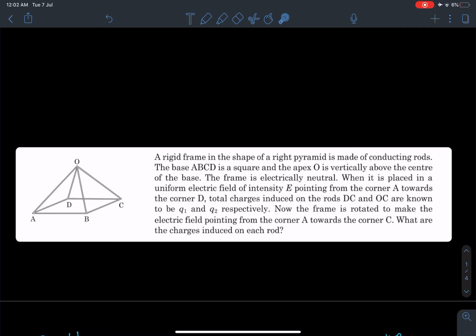total charge induced on rod DC and OC are known to you, and it is Q1 and Q2 respectively. So Q1 here and Q2 here. Now the frame is rotated to make the electric field pointing from corner A to C. So now this is rotating in such a way that electric field is in this direction. What are the charges induced on each rod?